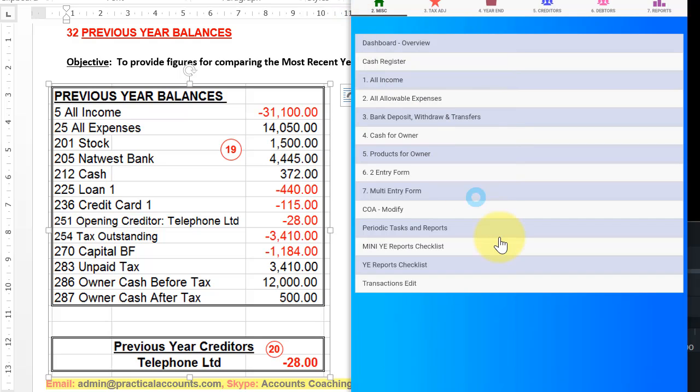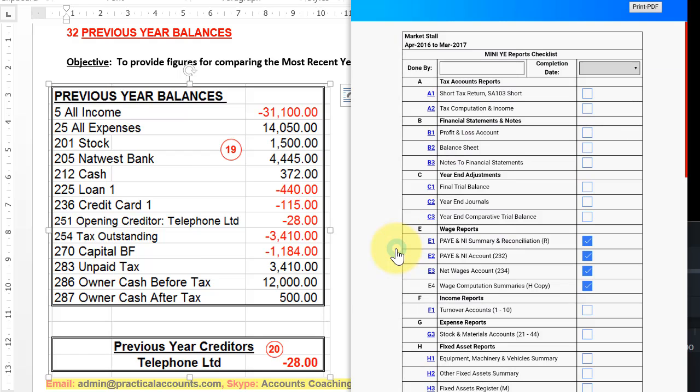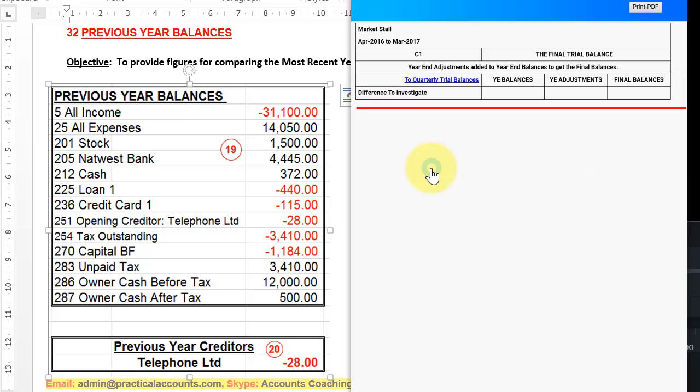Okay. Now, what we need to do is to look at the reports where these previous year balances do make sense. Now, from this mini year end checklist, we'll look at the reports in section B. That is B3, B2, and B1. On any of those reports, we shall find a comparative column. Let's have a very quick look at B3.